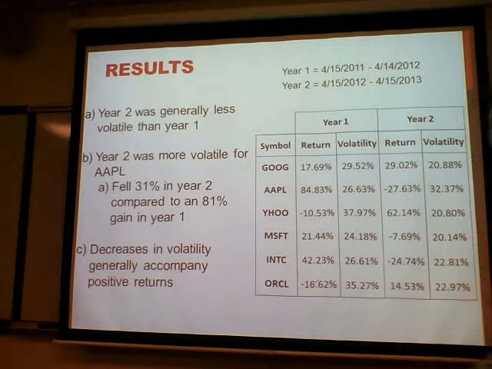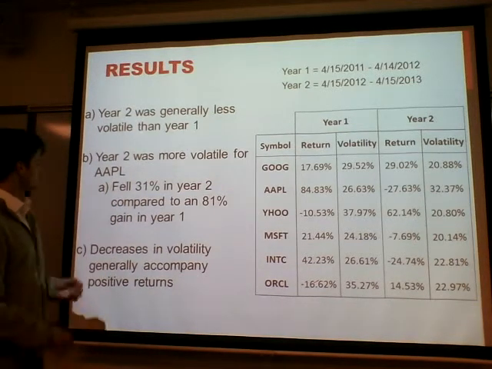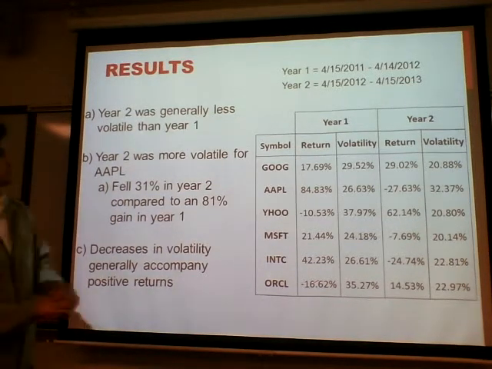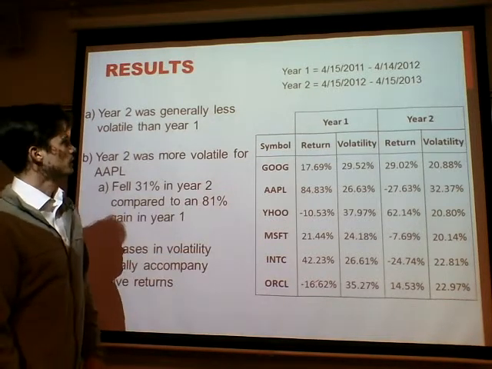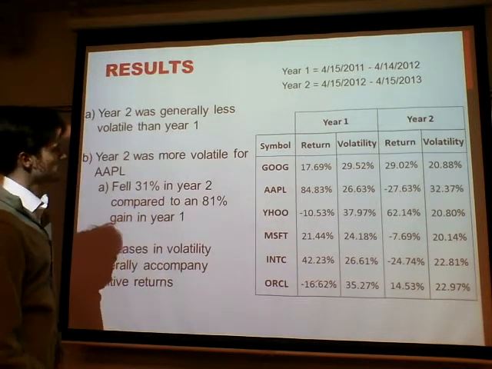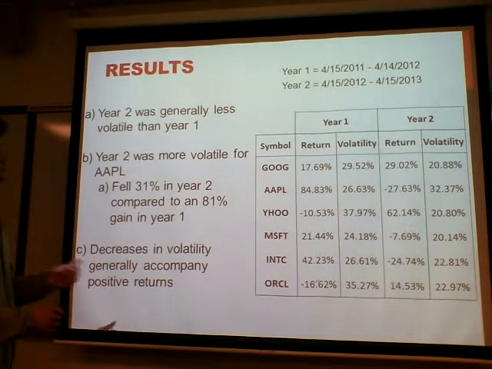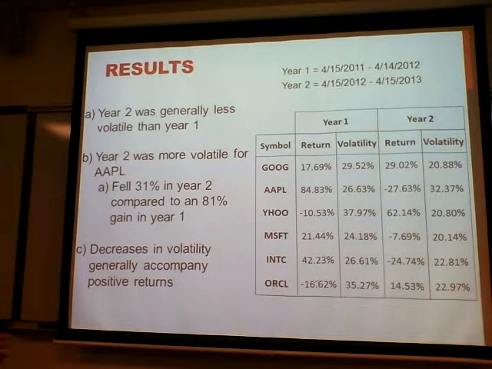Okay, and so these are my results. Let me move over here. So here I have a little table that basically sums it up. Year 1, year 2 with return and volatility. And I thought it would be interesting to see how volatility correlates with return. First of all, what I see in terms of volatility is that year 2 was generally less volatile than year 1. You see that for almost each stock besides Apple, volatility decreased.